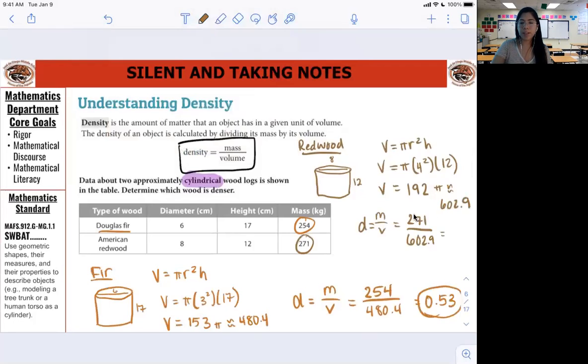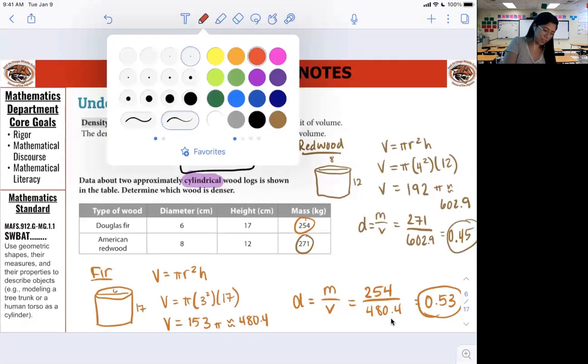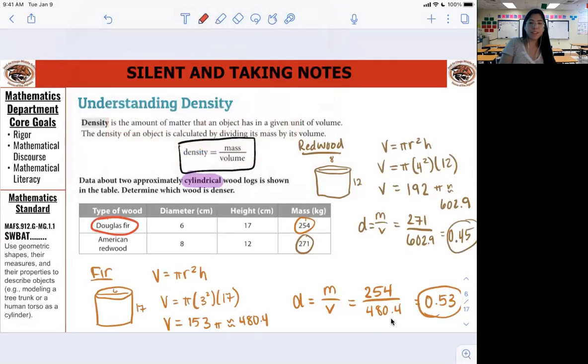What do we get? 271 divided by 602.9, 0.449. So 0.45. So which one's denser? Which one has a higher density? Fur is the winner. Yeah, corn cob.